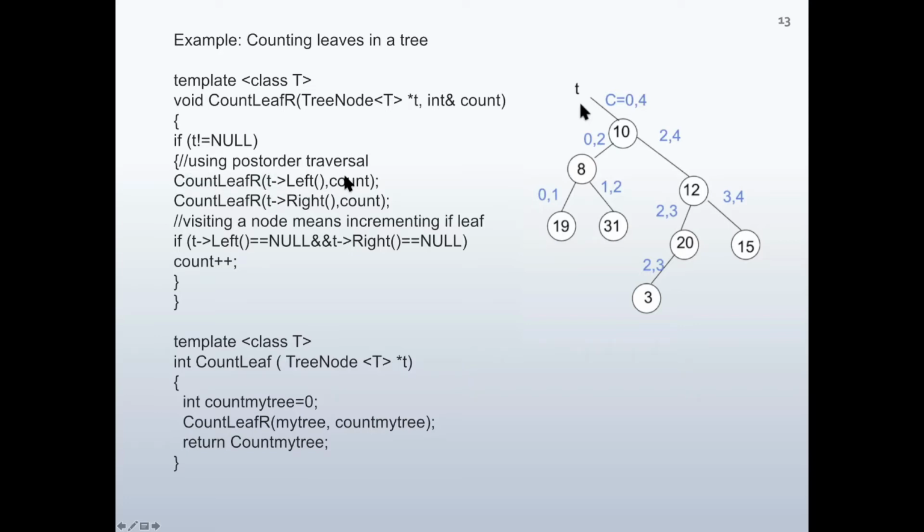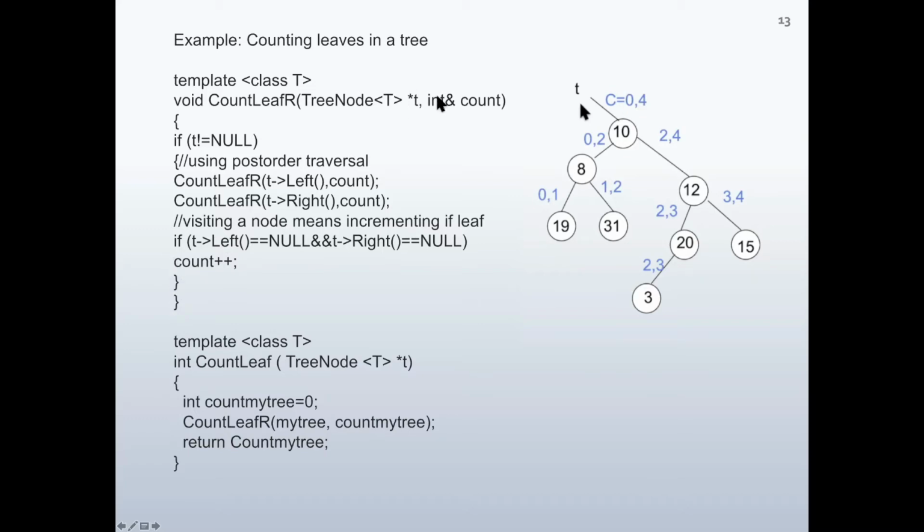When the left subtree is traversed, there is a call to the function itself with the right field of the node pointed to by T, together with count. So this is to traverse the right subtree. After the left and right subtrees are traversed, the node is visited. If T left is null and T right is null, that means this is a leaf node, then the count is incremented. Notice that left and right methods are applied on the node pointed to by T, which return the related link fields of the node. That's the end of the function.